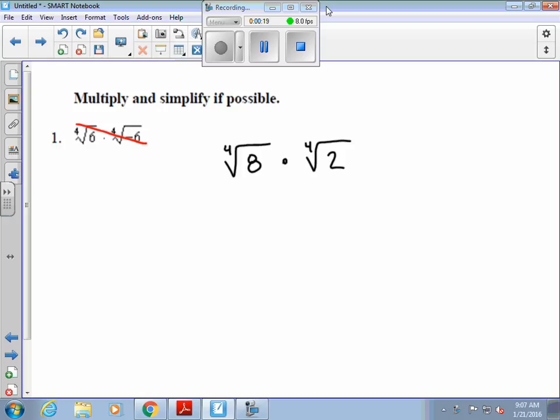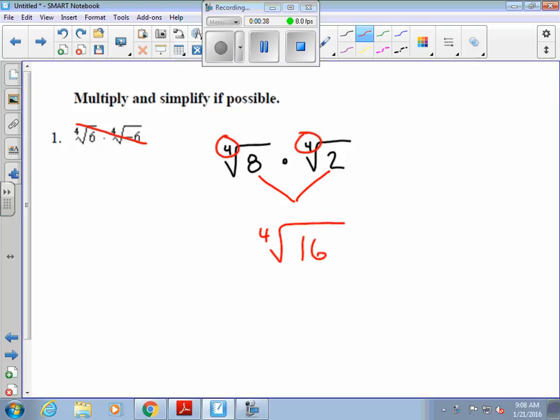You had the 4th root of 6 times the 4th root of negative 6. We are changing that to the 4th root of 8 times the 4th root of 2. When you have the same root like this, both of them being 4, and multiply the radicand, the thing that's under the radical, what that gives you is the same 4th root. 8 times 2 is 16. So it's just asking you, what is the 4th root of the number 16?